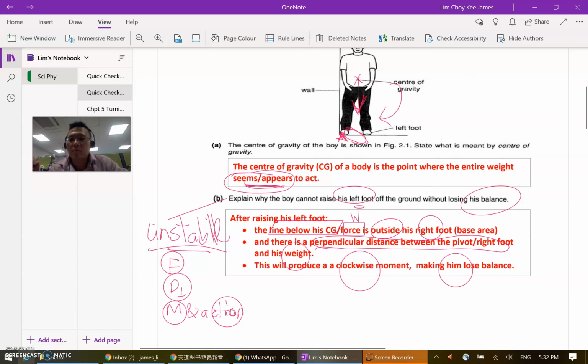Okay, so when we talk about stability, we always look at the four keywords that we use to tackle this particular concept. The force, the perpendicular distance, the moments, followed by the action, in this particular manner. Okay, if you are still unsure of the keywords, you can refer to the video at 5.4 to see the detailed write-up of the keywords.